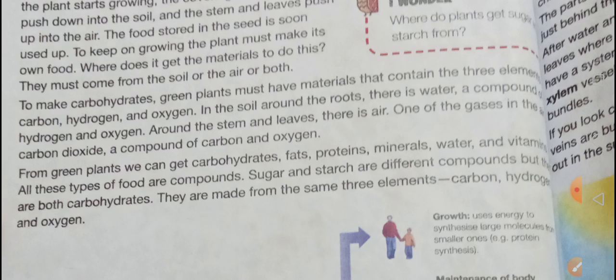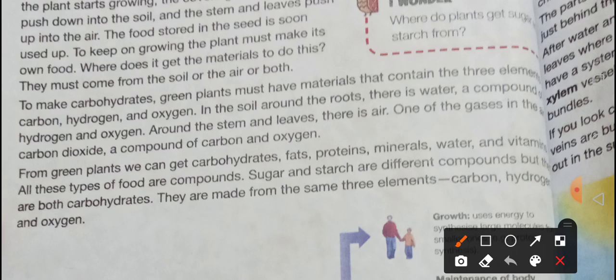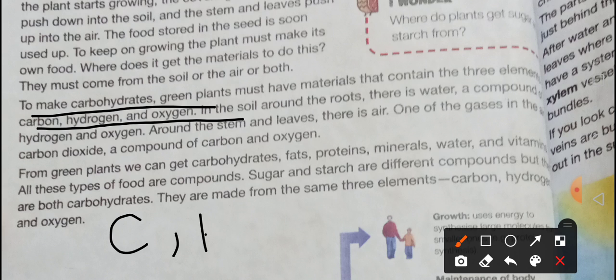Plants always make their food in the form of carbohydrates. Carbohydrates mean sugar or glucose. Plants make their food in the form of sugar, and in science we call it carbohydrates. Please underline it, that plants make their food in the form of carbohydrates, and carbohydrates are made of carbon, hydrogen and oxygen.